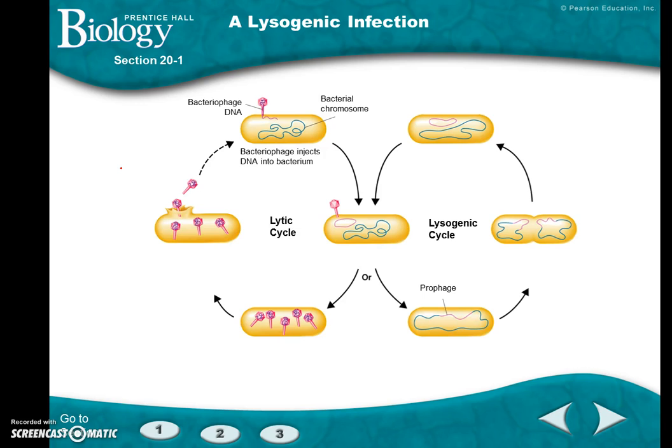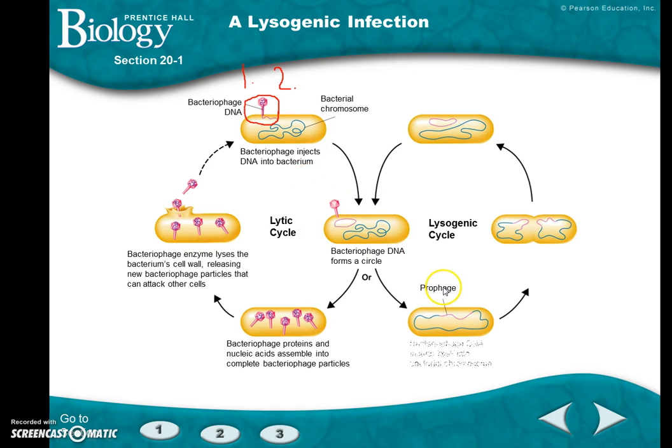The lysogenic cycle starts the same, but then it goes a different direction. So in step 1 again, same as above, it attaches to the cell. Step 2 is also the same. It injects its DNA into the host cell. Step 3 is going to be over here. Okay? And that step is going to be the virus DNA becomes a part of the cell's DNA.